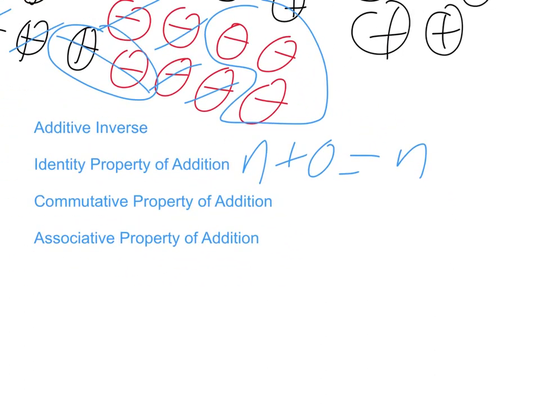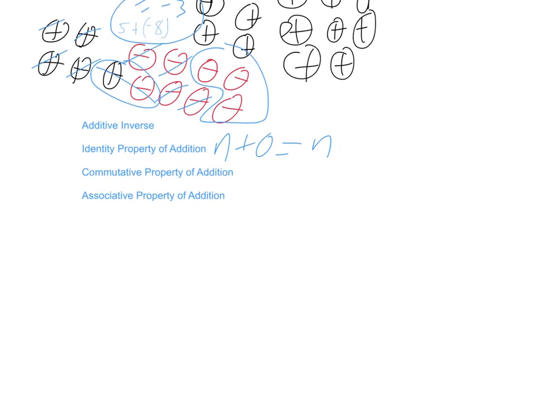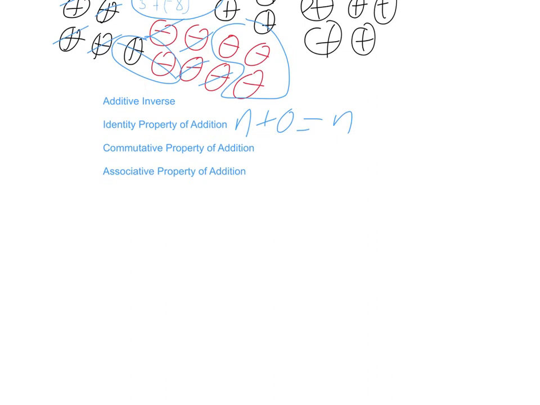So n plus 0 equals n, and that's the identity property. Whenever you add a number to 0, you get that same number back. That's why I used n, because n can mean any number. The commutative property of addition and the associative property of addition are somewhat similar.